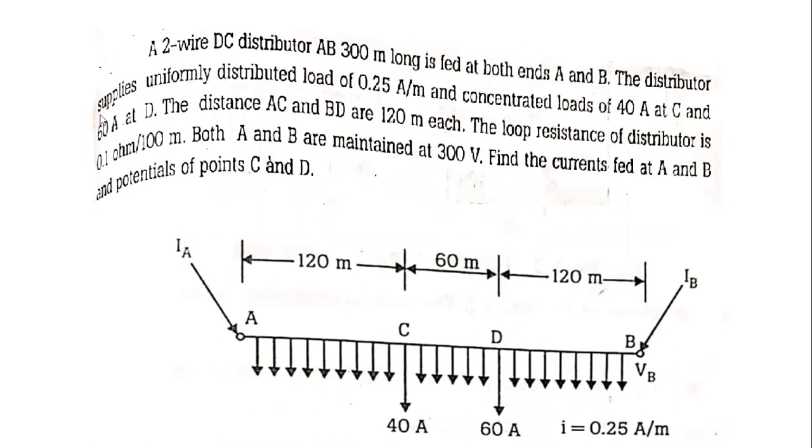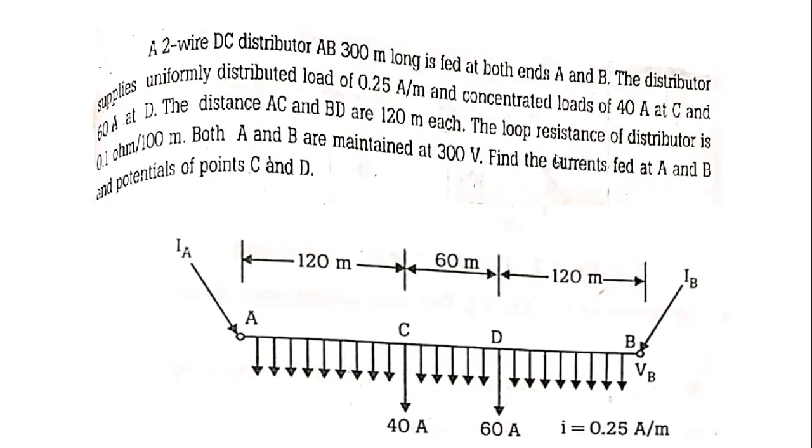The distributor supplies a uniformly distributed load of 0.25 amperes per meter and concentrated loads of 40 amperes at C and 60 amperes at D. The distance from A to C is 120 meters, C to D is 60 meters, and D to B is 120 meters.